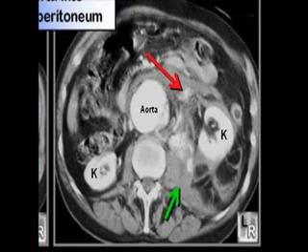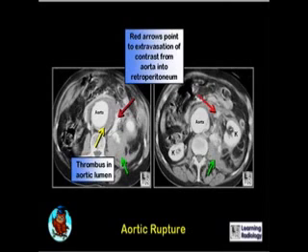The green arrows are pointing to blood which is less acute than that which is denser on the CT scan. This is an example of rupture of the abdominal aorta, and this patient did not do well subsequent to these CT scans.